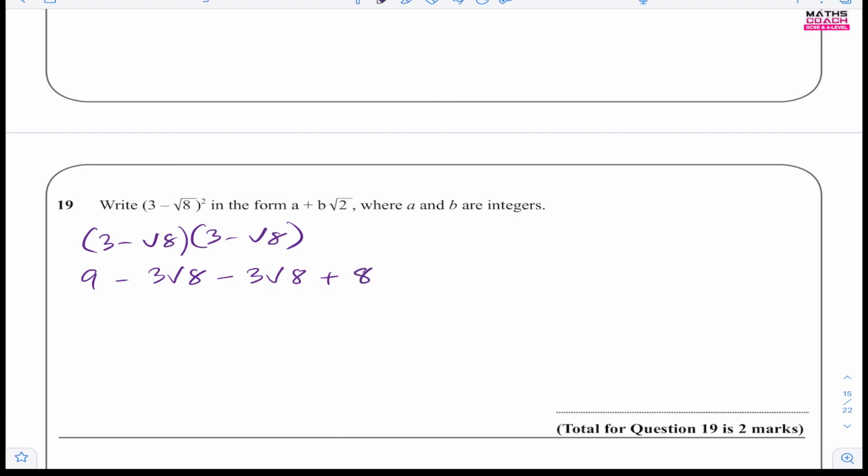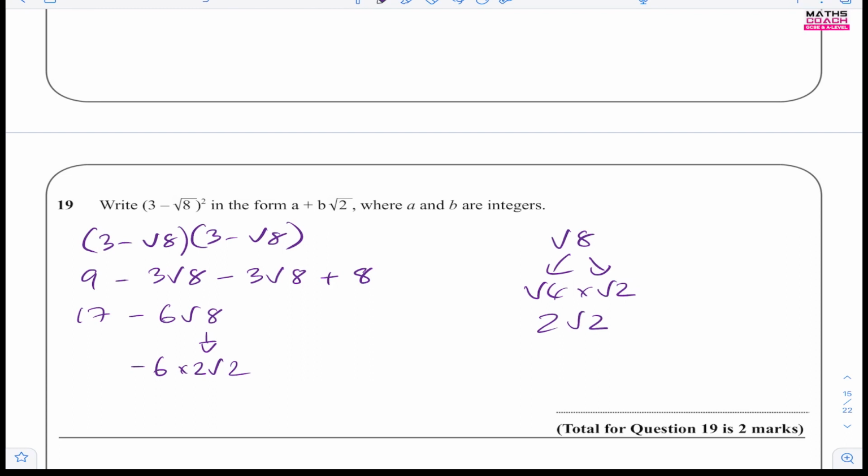Next, we collect all the like terms. So the 9 plus 8, that gives us 17. Minus 3 root 8 minus 3 root 8 gives us minus 6 root 8. Now the question does say that it wants it as a root of 2. So this 8 needs to be broken further. So 8 can be broken up as root 4 times root 2, which is 2 root 2. So if we come back here now and we write 6 times by 2 root 2, so minus 6 times by 2 root 2 gives us minus 12 root 2, and we have 17 from the other side. So 17 minus 12 root 2 is our final answer.